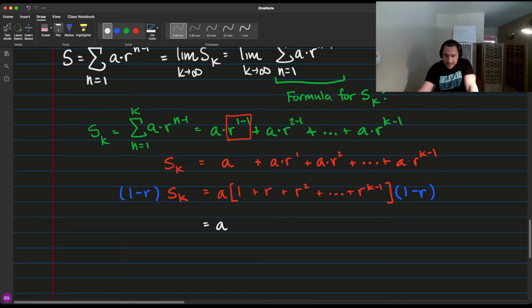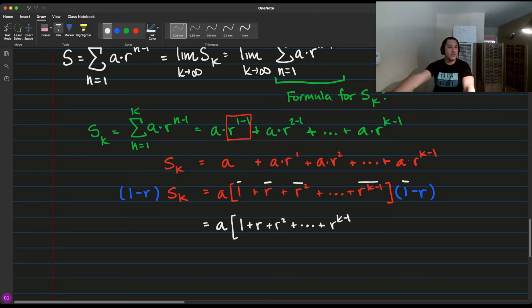So let's forget about this a for a moment, and let's set up our multiplication. You're going to get 1 times 1, boom. And you're going to get r times 1, which is r. And you're going to get r squared times 1, which is r squared, plus dot dot dot plus r^(k-1) times 1, which is just r^(k-1). Agreed? I just multiply everything out by 1, and that's what I get.